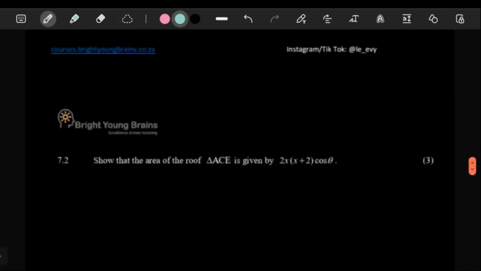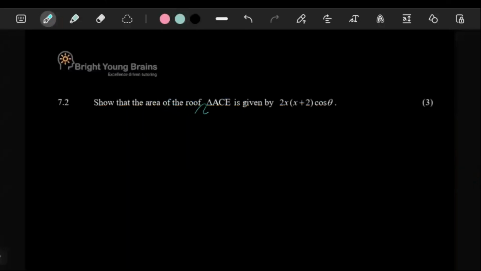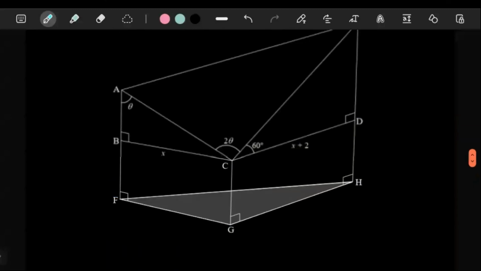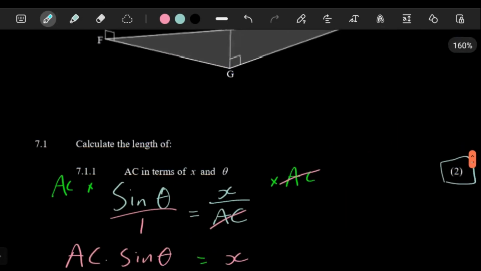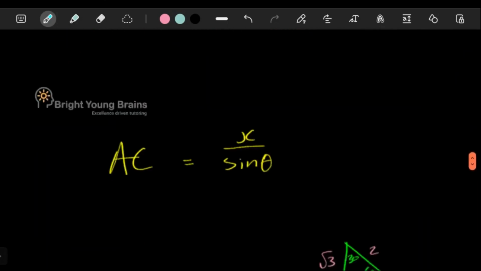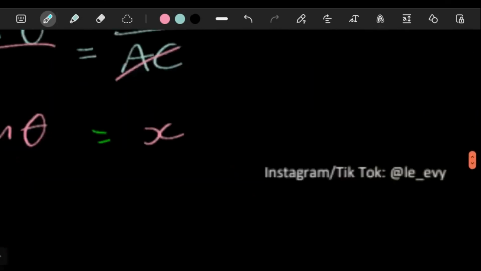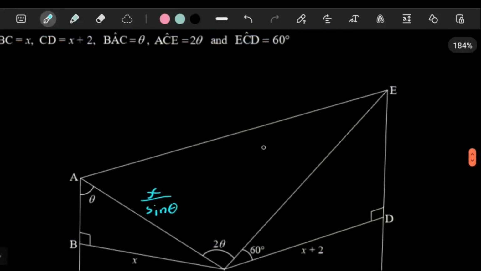The next one says, show that the area of the roof ACE is given by this equation. So the area of the roof is not going to be difficult to get now, because you can see the reason why they were asking us for AC and everything else. AC here is x over sine theta. And then what we just worked out now is 2x plus 4. So there's 2x here plus 4.